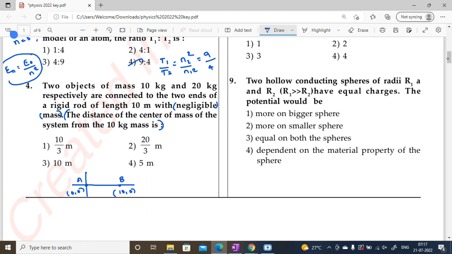So let us try to find the center of mass by this. We know the center of mass along the x-axis is given by m1 x1 plus m2 x2 divided by m1 plus m2. Very simple. We know m1 is 10 and its position is 0, so that term is 0, and m2 is 20 multiplied with 10, divided by m1 plus m2, adding the masses. So the final answer will be 200 divided by 30, which is 20 by 3 meters. Very simple direct question. We don't get any complexity here.